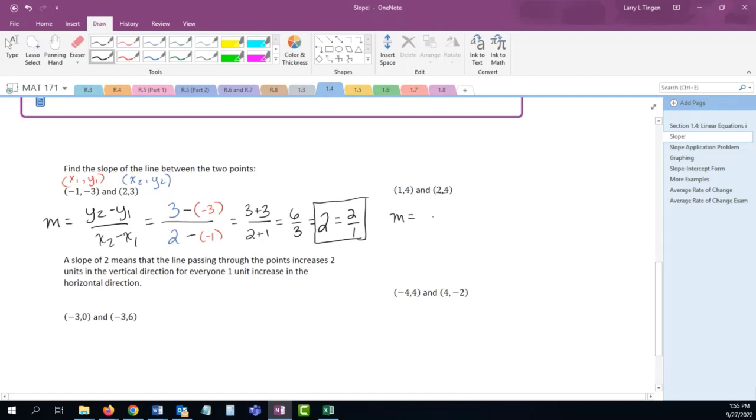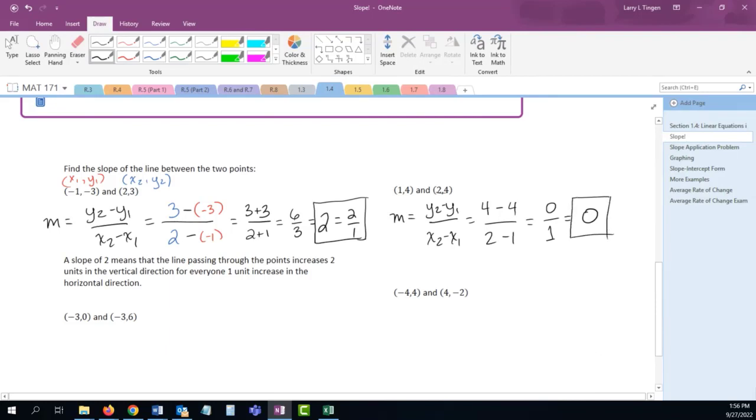All right, so what about the next problem? Changing y over changing x for these 2 points, x2 minus x1. Again, it's just easier for me to always let my second point be x2, y2 and my first point be x1, y1. So I got 4 minus 4 over 2 minus 1. 4 minus 4 is 0, and 2 minus 1 is 1. 0 in the numerator is absolutely fine. So a slope of 0 divided by 1 is just 0. So my slope is 0.